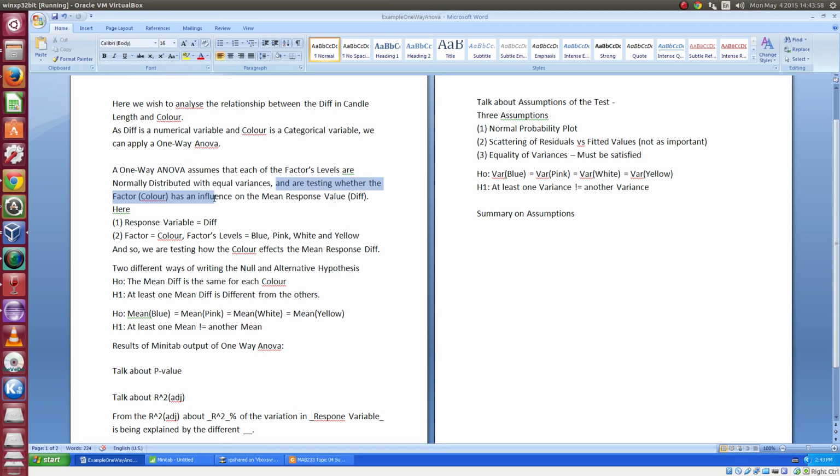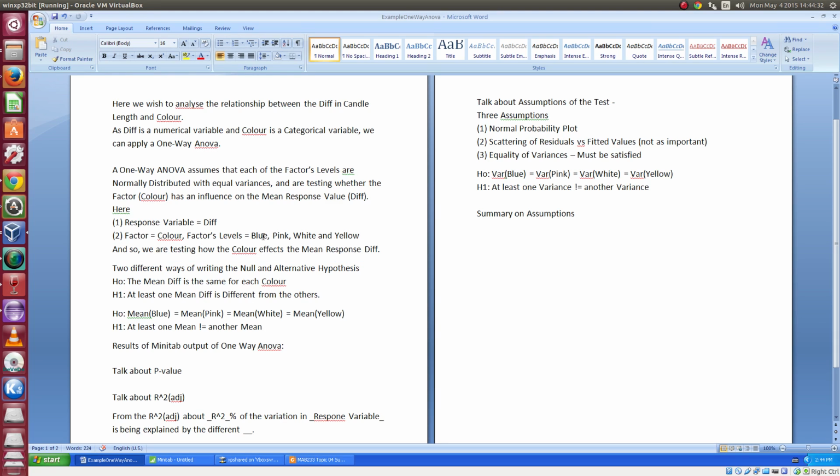And so here we are testing whether the factor color has an influence on the mean response value diff. So we're seeing if we separate it based upon colors, does that change the mean response value? And again, this is just what we've already gone through. Here the response variable is equal to the difference, the factor is equal to color, and then the different values that the factor can take, or its levels, are blue, pink, white, and yellow. And also we are testing how the color affects the mean response diff.